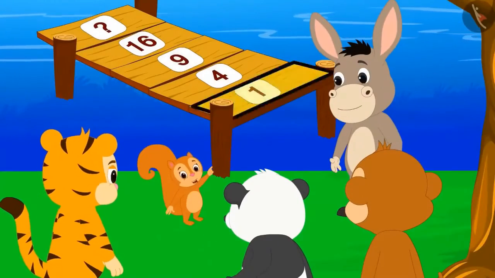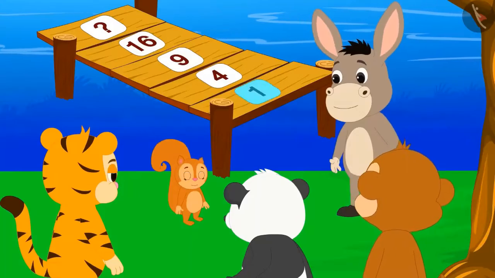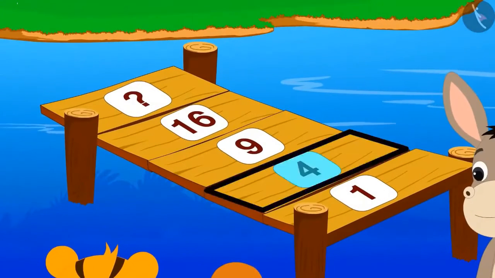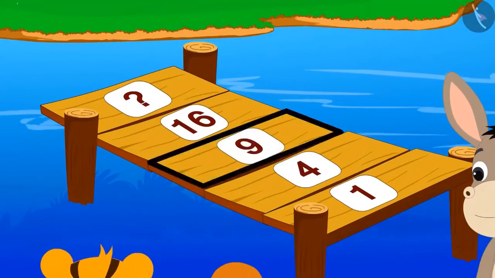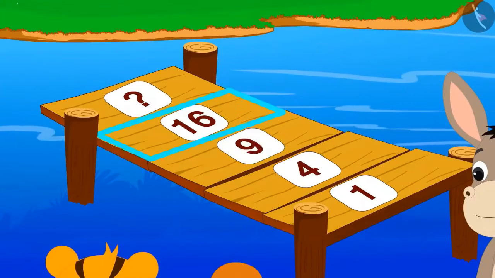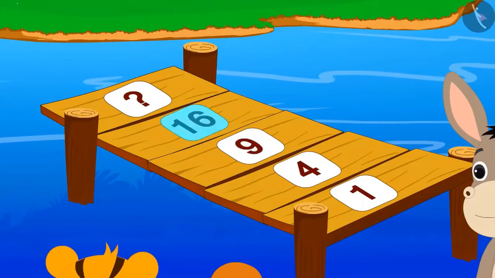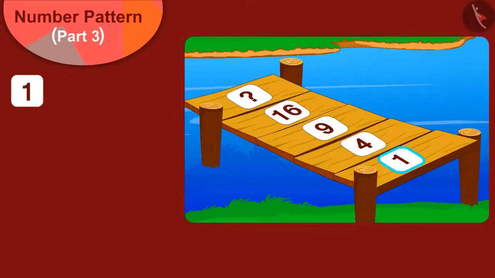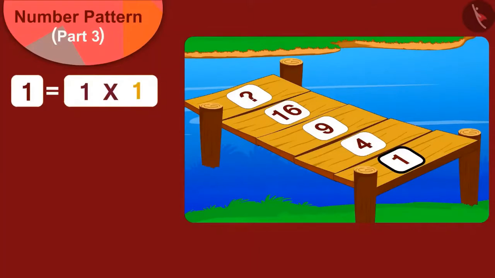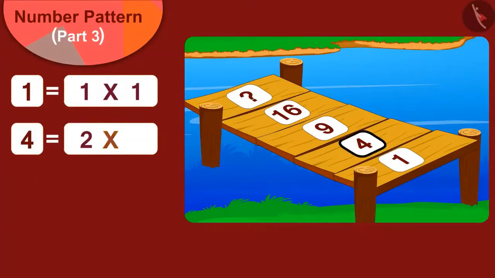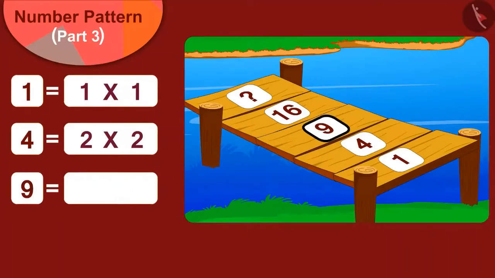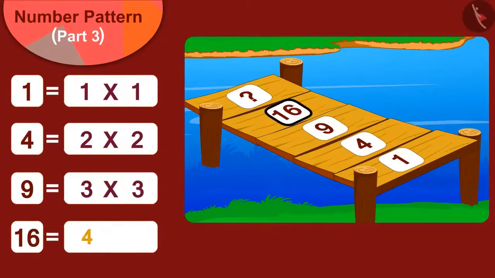1 is written on the first plank of this bridge. 4 is written on the second plank. 9 on the third plank and 16 on the fourth plank. We can write 1 like this as 1 times 1. We can write 4 as 2 times 2. 9 as 3 times 3 and 16 can be written like this as 4 times 4.